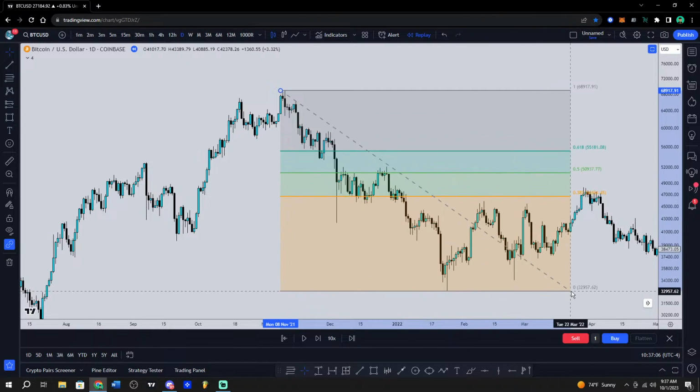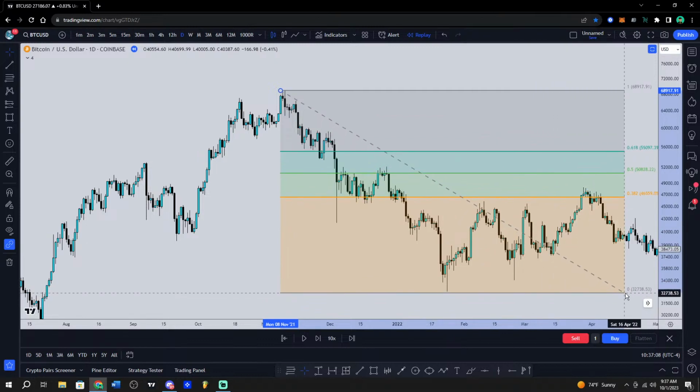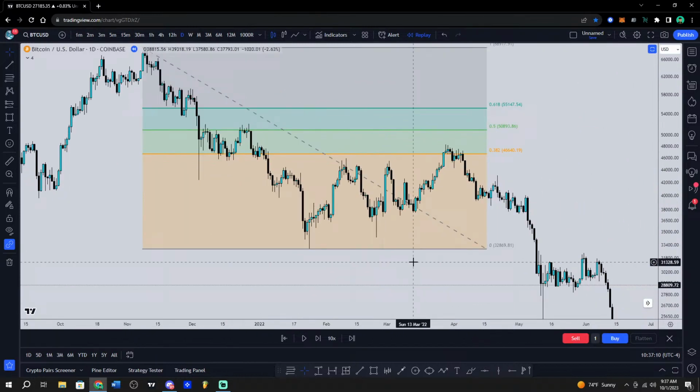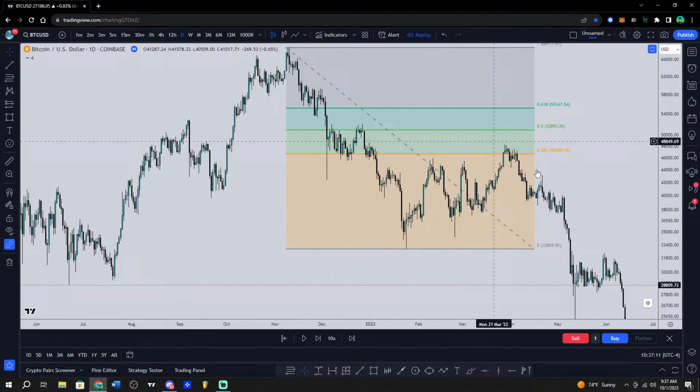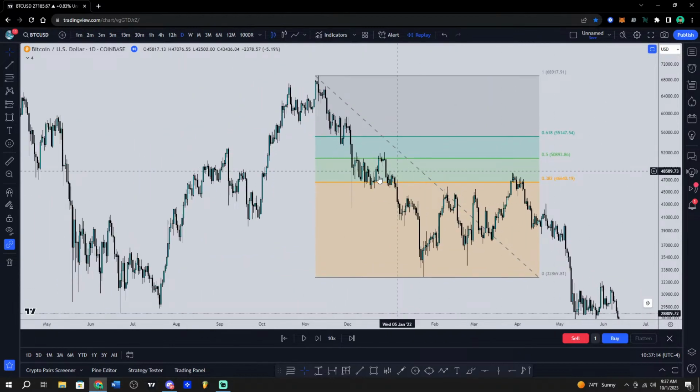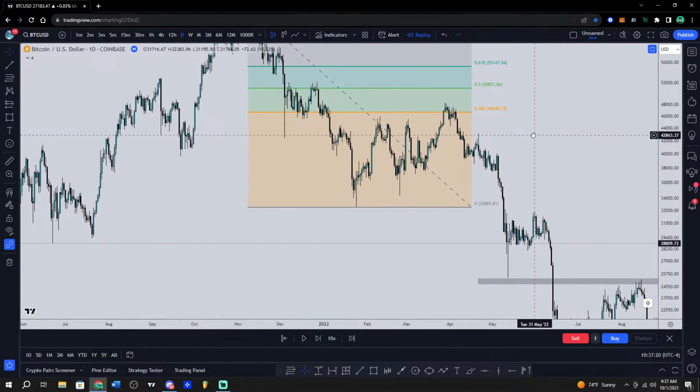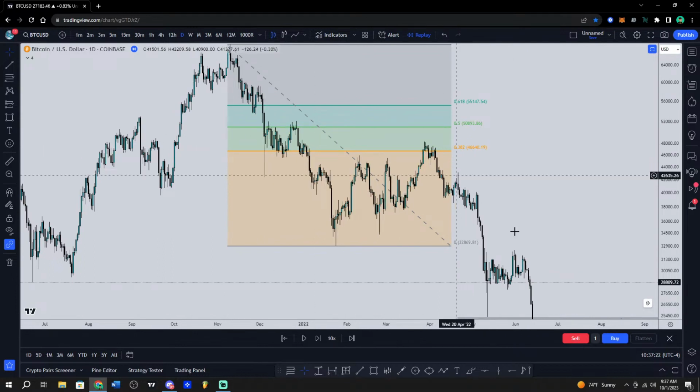So then we can come down to here, right? And look, where are we likely to get our resistance? Right at that 0.382. And then you sell. You hedge your bets and you sell. Okay? That's all you do. That's all trading is. You just hedge your bets and you buy or you sell.